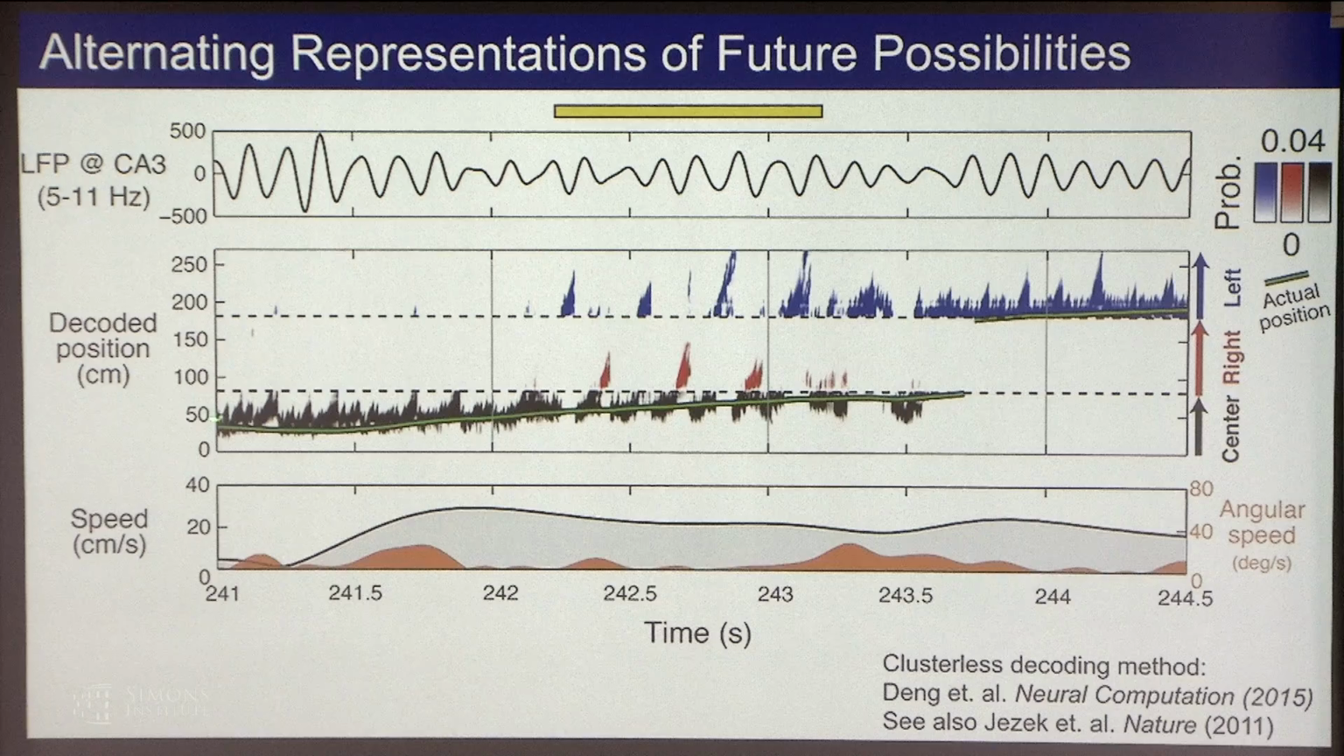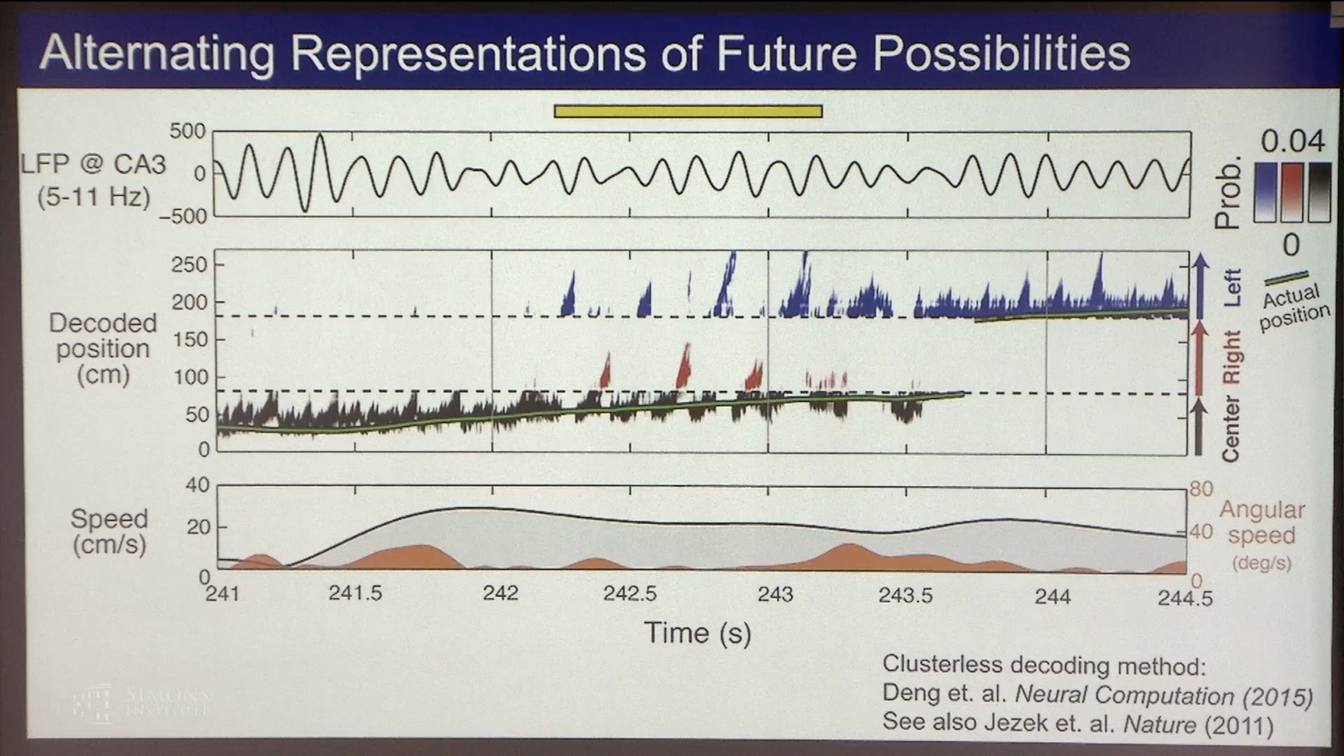This is the decoded estimate. All right, and you see these nice sweeps forward, which is what we expect on each theta cycle. And then when they start getting close to this choice point, we see something kind of cool from my perspective. So this is representations of the right arm. This is representations of the left arm. So here it is. It goes up into the left. Next cycle, up into the right, left, right, left, right, left, and then it stays left.